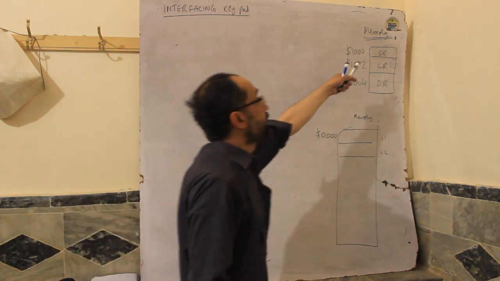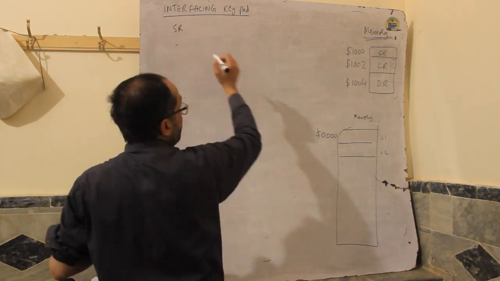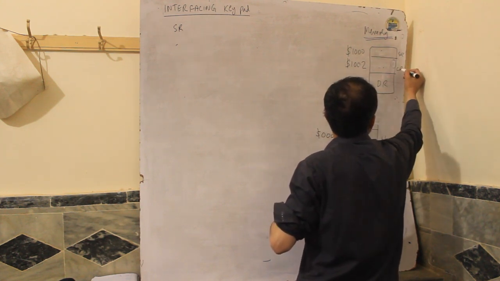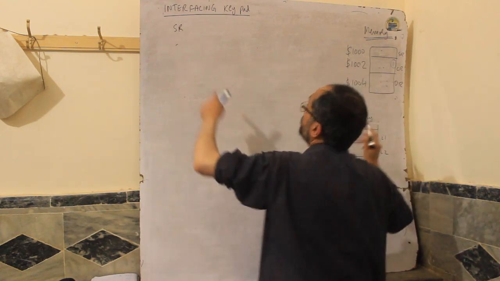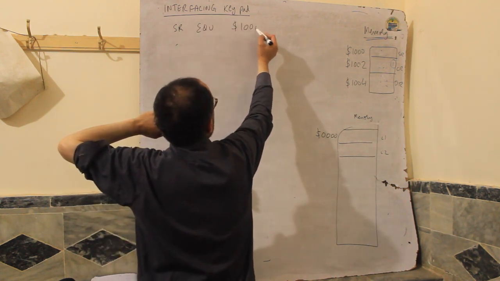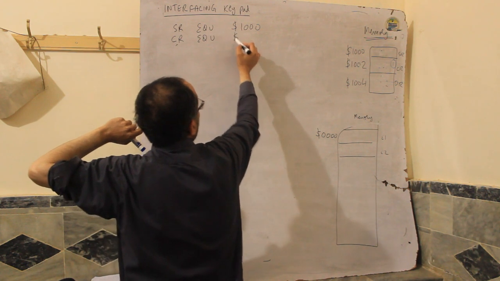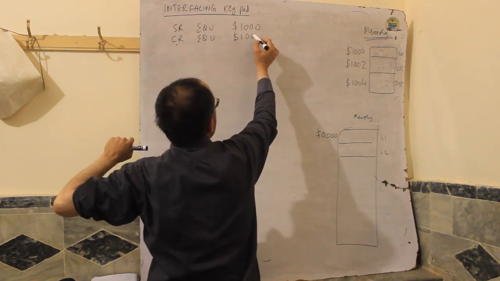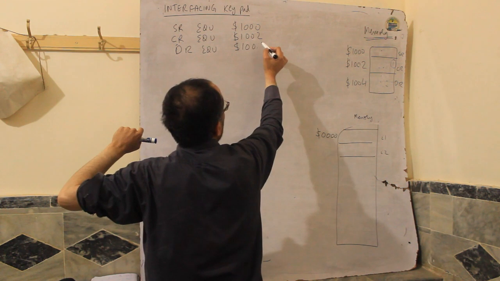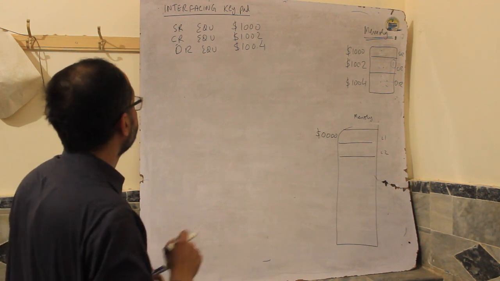We can use some mnemonics to make the program more readable. So we can say that in this example, SR, CR and DR: SR equals $1,000, CR equals $1,002, and DR equals $1,004.